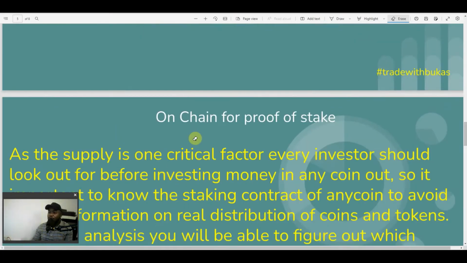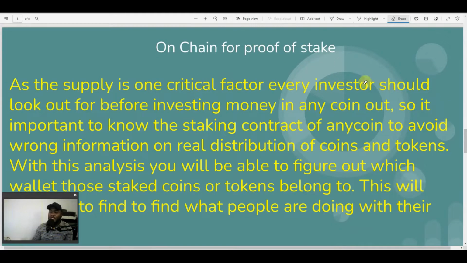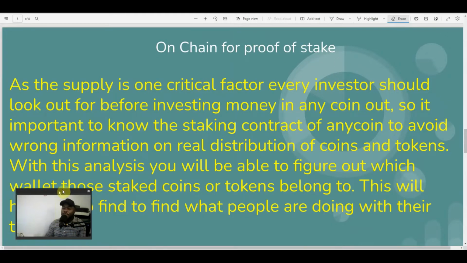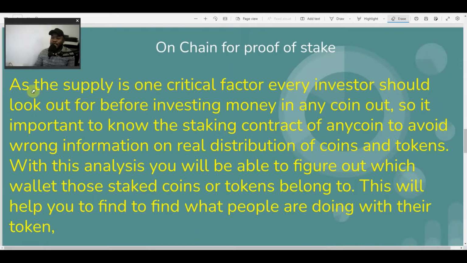The next thing here, we have to check on-chain for proof of stake. As the supply is one critical factor every investor should look out for before investing money in any coin out there, it is important to know the staking contract of any coin to avoid wrong information on real distribution of coins and tokens. Now this is very important because there are some tokens, which I'm going to show you here, where you will see 70% of those tokens staked.